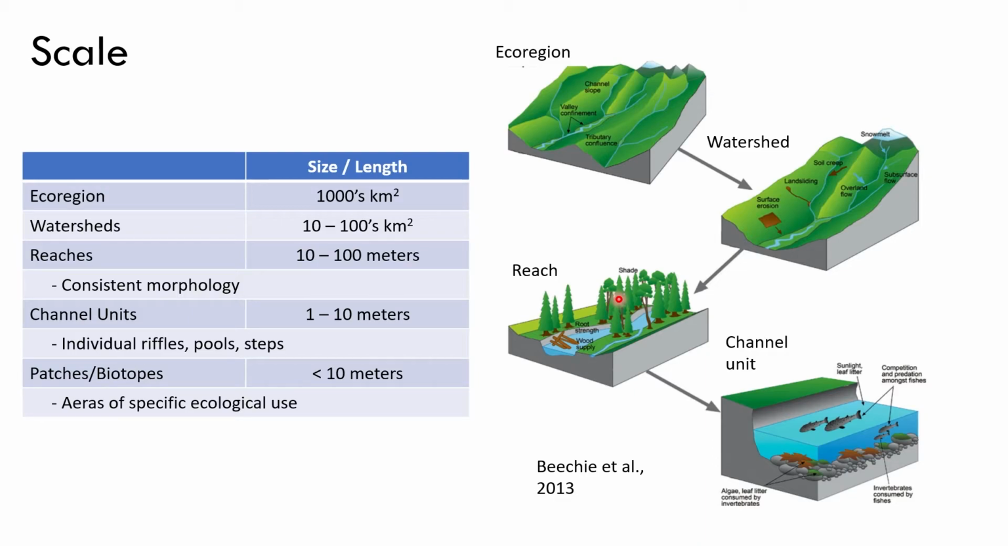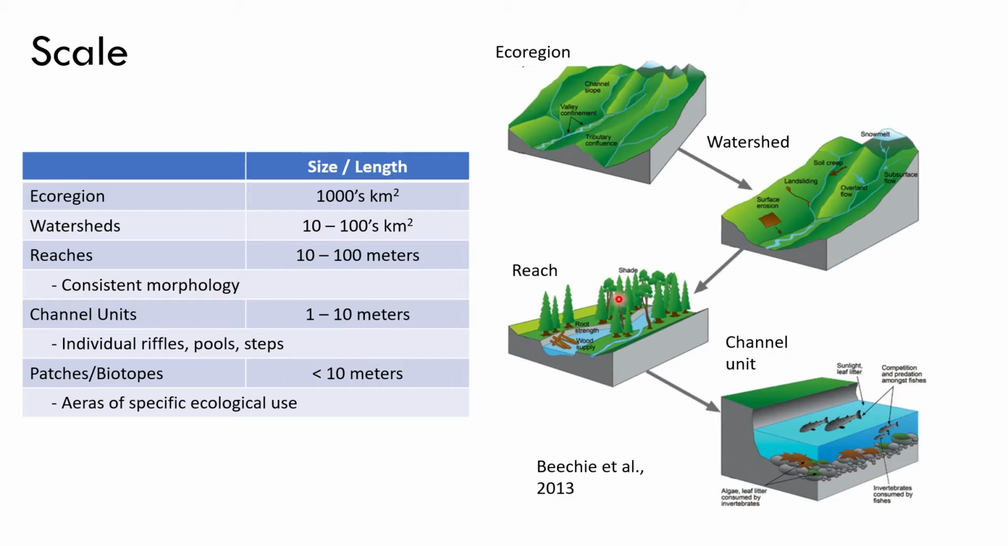And we've talked about reach scale before, but this is, again, tens to hundreds of meters in a stretch of river that has fairly consistent morphology. And again, we tend to break reaches where we get breaks in slope, so changes in slope, or tributary inputs where we get changes in morphology. Within a reach, we can start to look at individual channel units. These are on the scale of roughly 1 to 10 meters. A channel unit is an individual riffle or an individual pool or an individual step. Those are channel units, and so channel units make up reaches, reaches make up streams, streams make up watersheds.